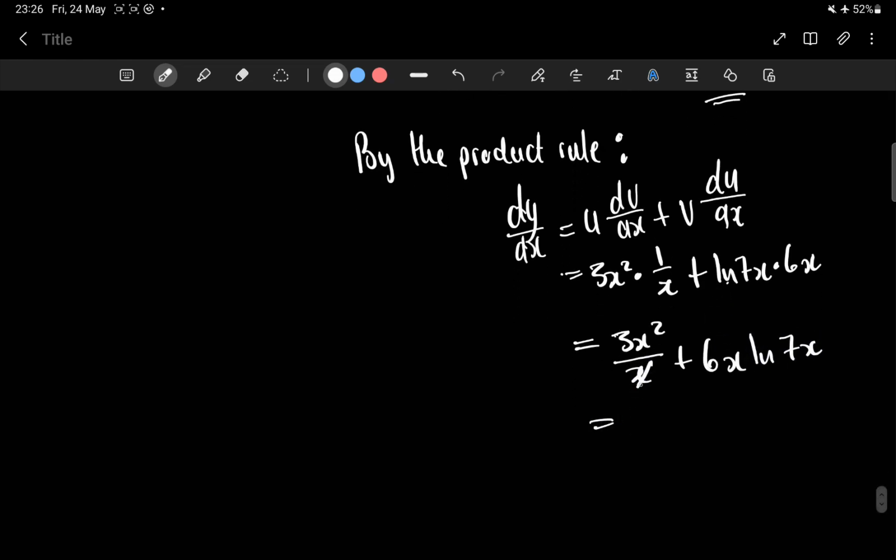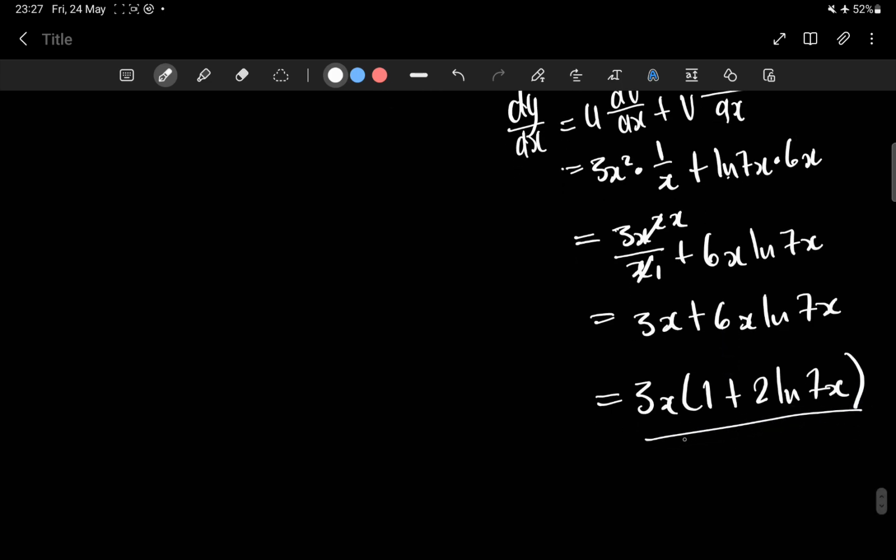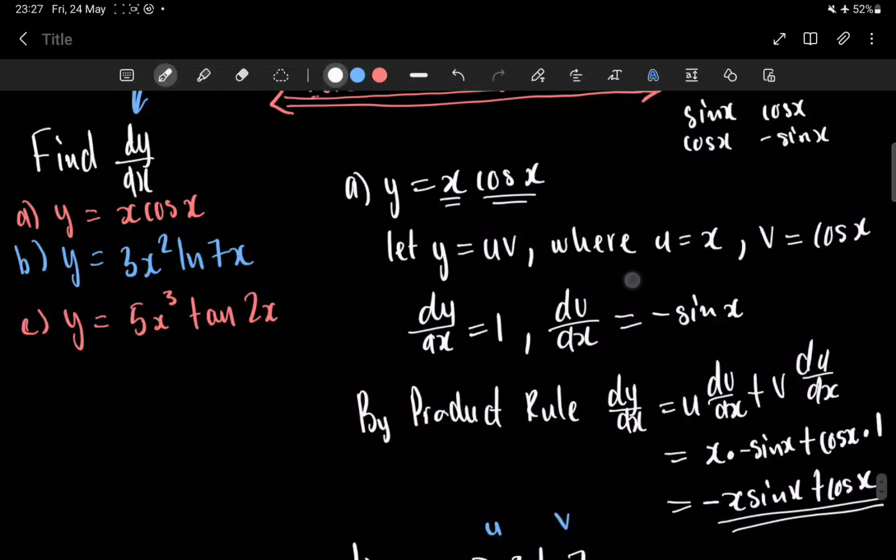Okay, this becomes x into x squared, it is just x. So you remain with 3x plus 6x ln 7x. Which, if you want to factorize, you can bring out 3 and x. You remain with 1 plus 3 into 6, 2, x and x cancel. So it'll be 2 ln 7x. This would be your final solution. Okay, and we can go and take the last one.